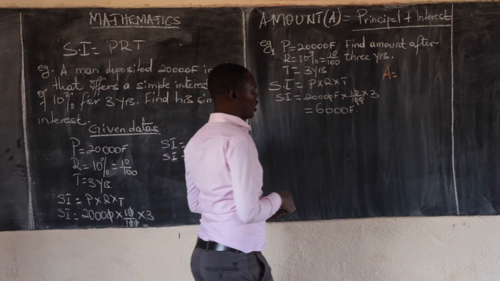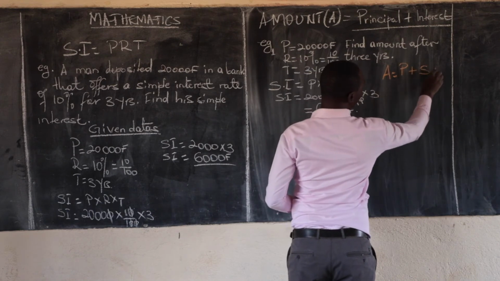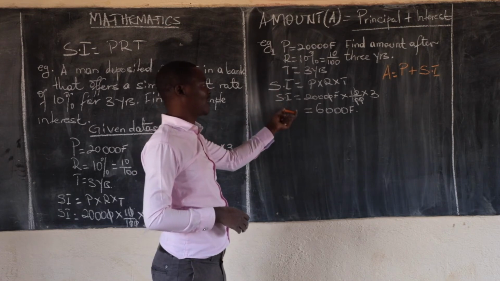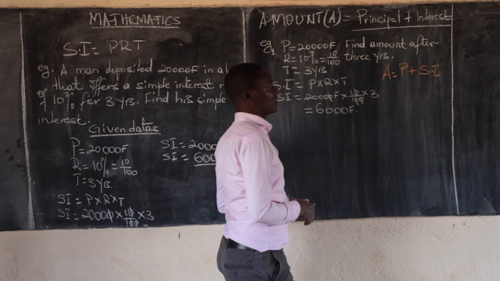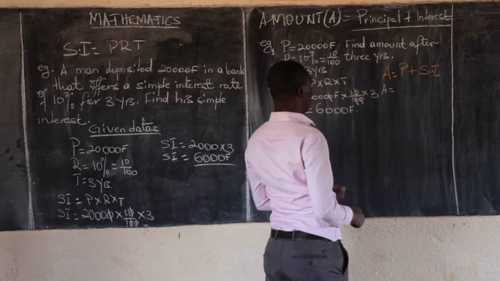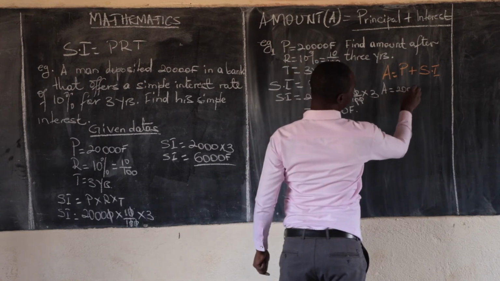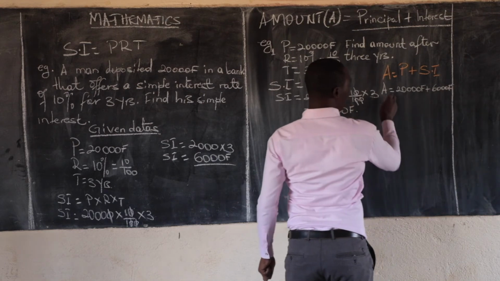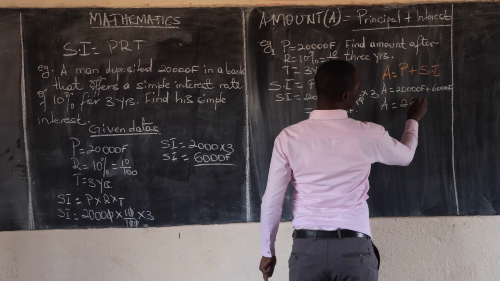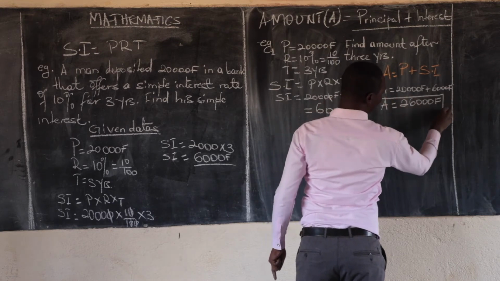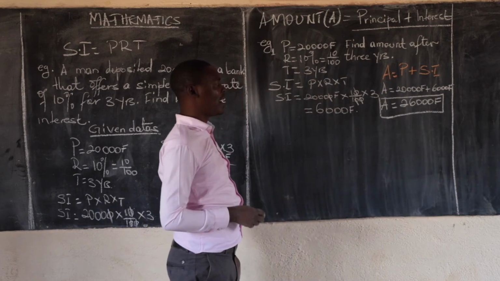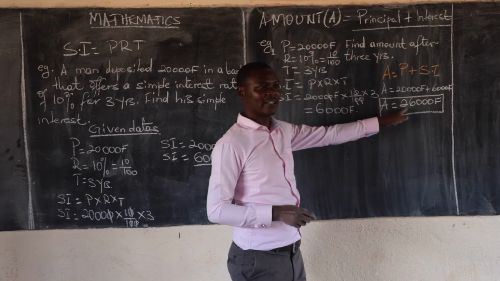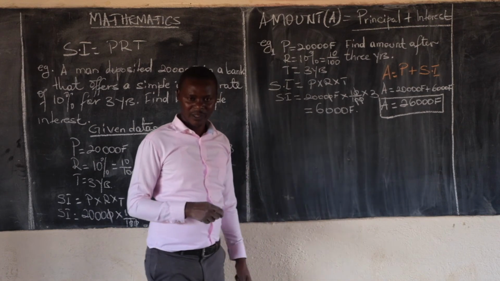We say amount equals principal plus simple interest, or simply the interest. But in this case, as we are calculating the simple interest, is principal plus simple interest. Now, our amount will be principal 20,000 plus our simple interest 6,000. Amount becomes 26,000 francs. Dear friends, remember a man put there 20,000. After 3 years, he was given 26,000. 6,000 extra money. Don't you see that is good?